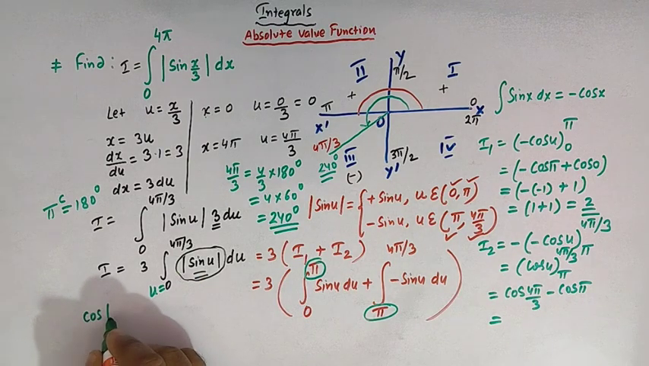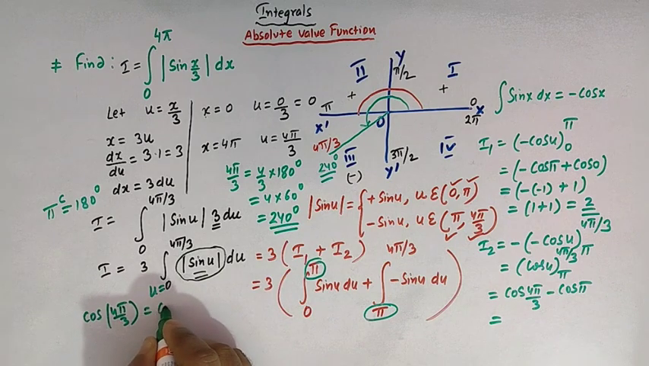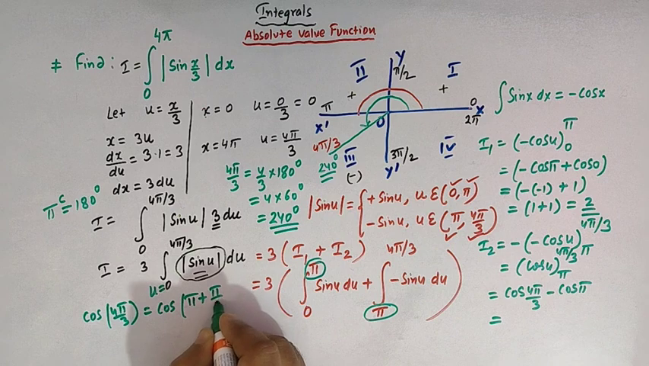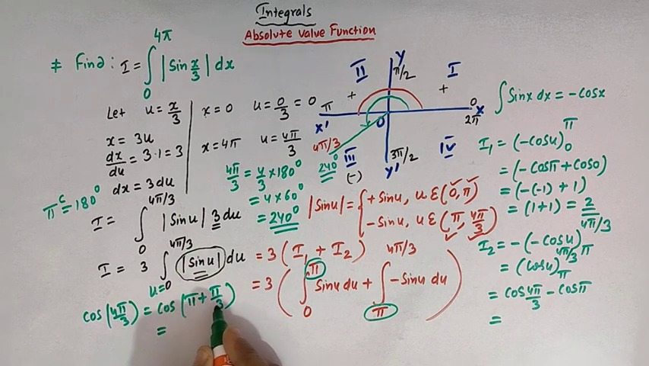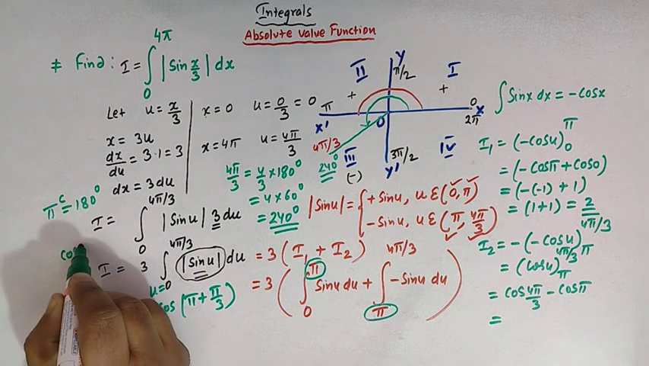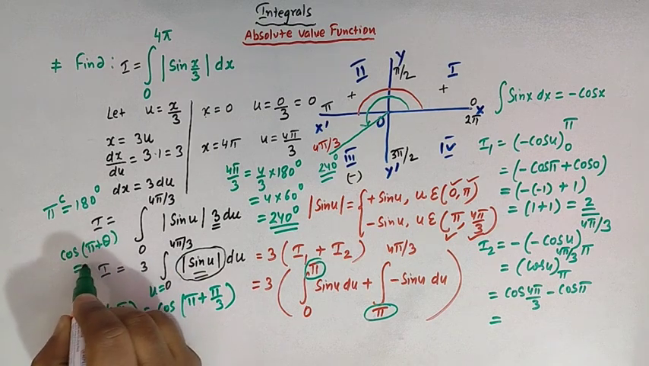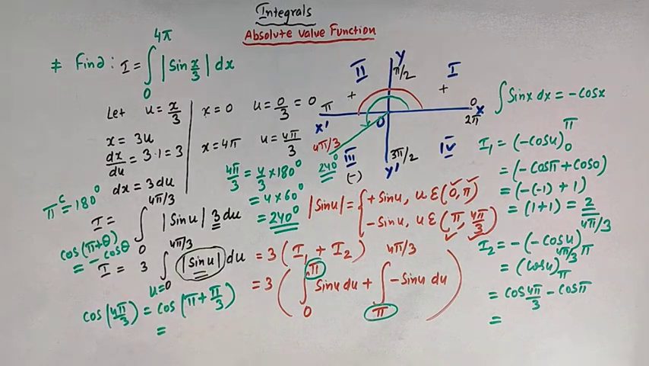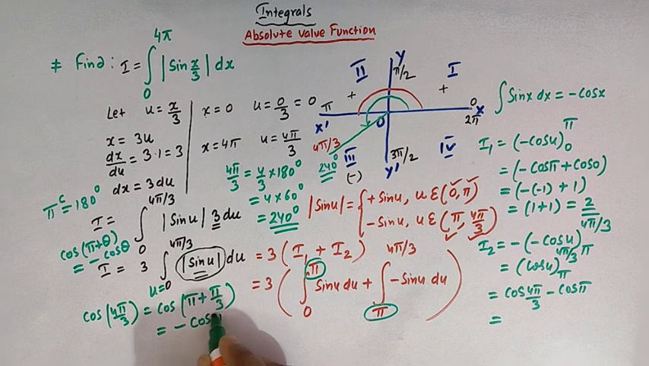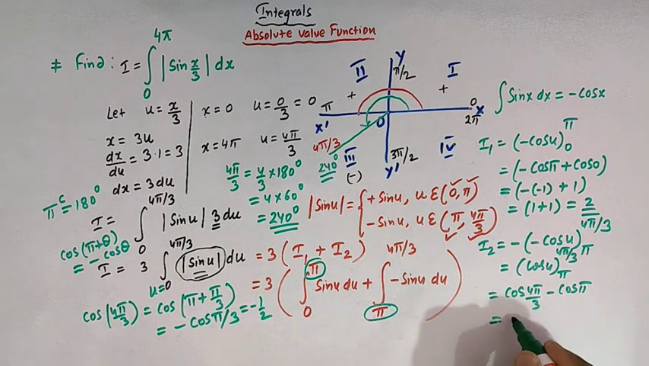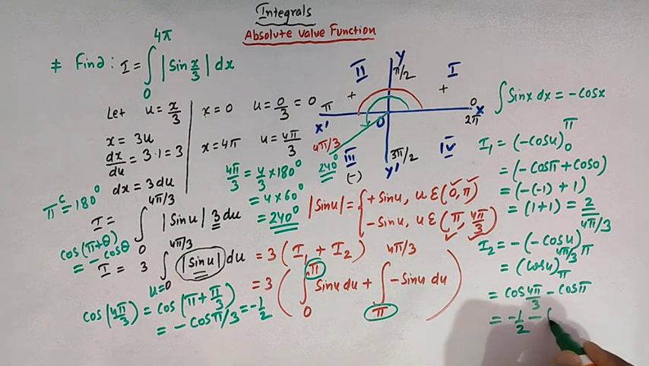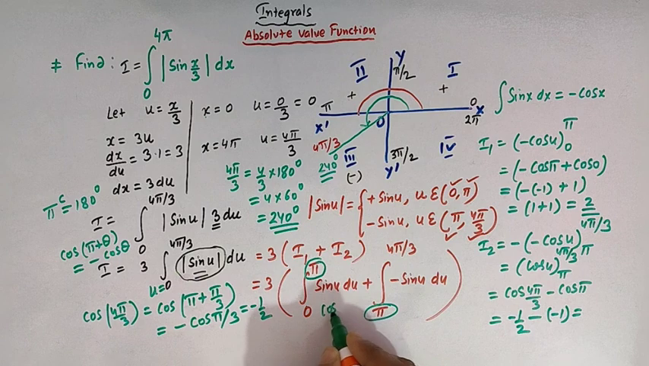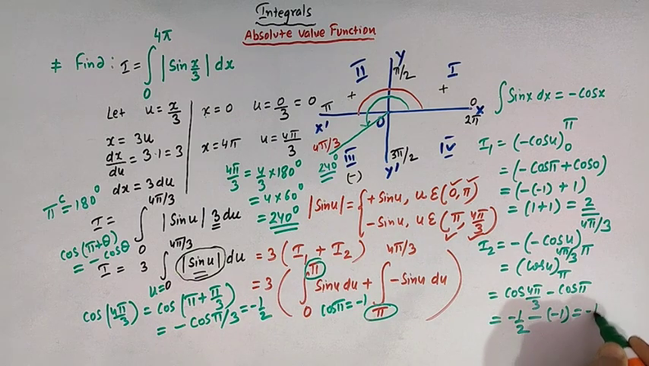So we can now write cos 4 pi by 3 as cos of pi plus pi by 3, right? So this is cos of pi plus theta, and we know that cos of pi plus theta is equal to negative of cos of theta. So here we have negative of cos pi by 3, and cos pi by 3 is cos 60 degrees. So this is half. So we have minus half, and here we have minus of cos pi, and cos pi is equal to minus 1. So we have minus half plus 1. So this is half, right?